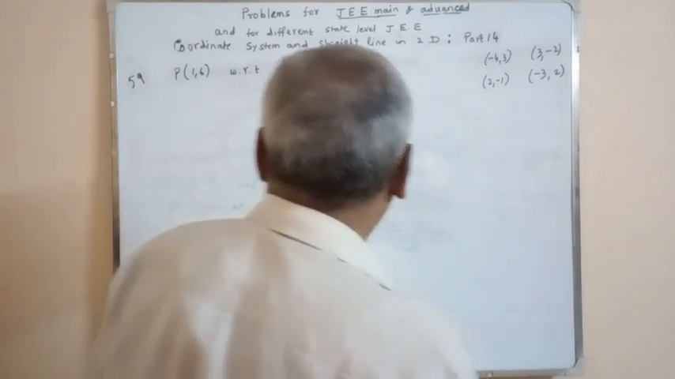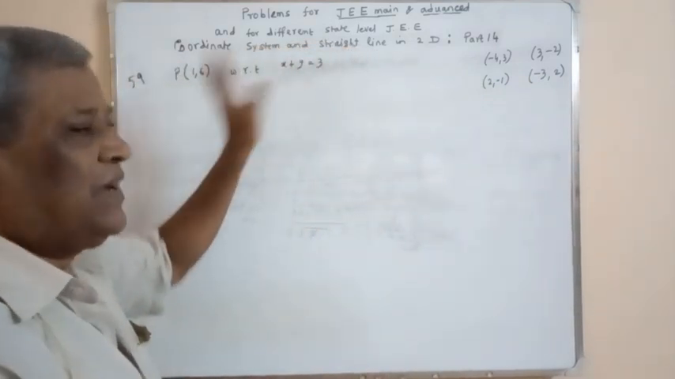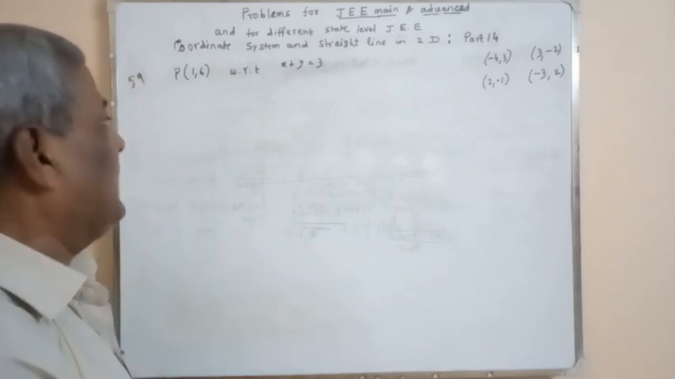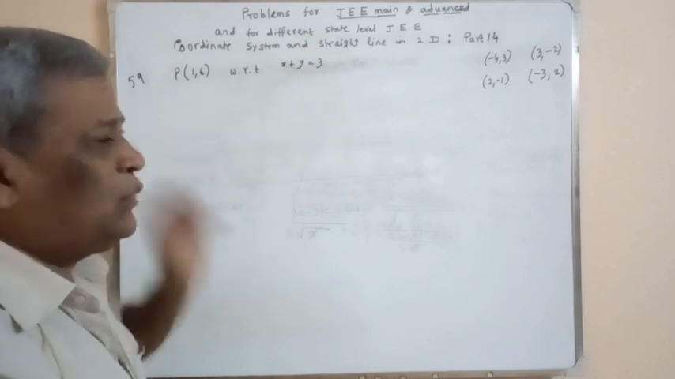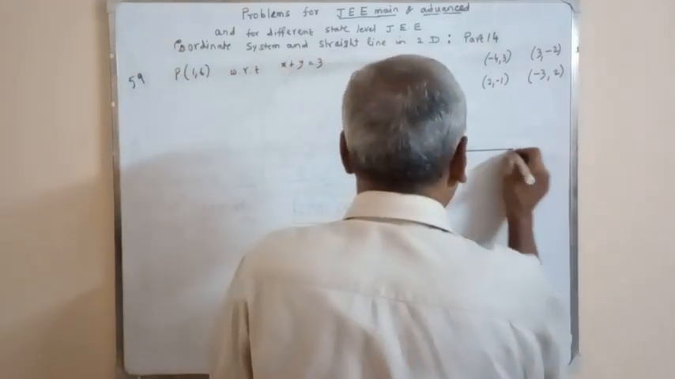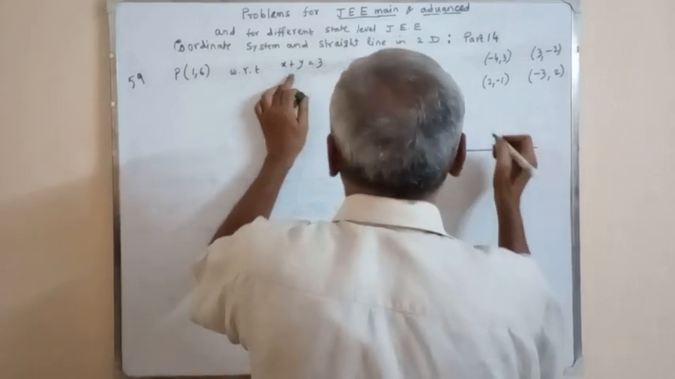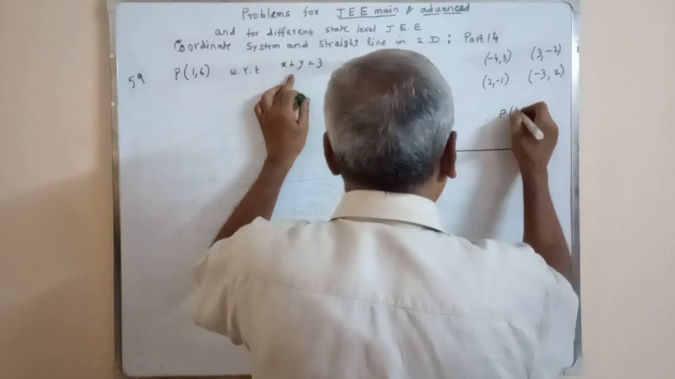A very simple question. A point is given, a straight line is given. We have to find its image point with respect to that straight line. It is of that type. Say this is x plus y is equal to 3 and P is the point (1, 6).